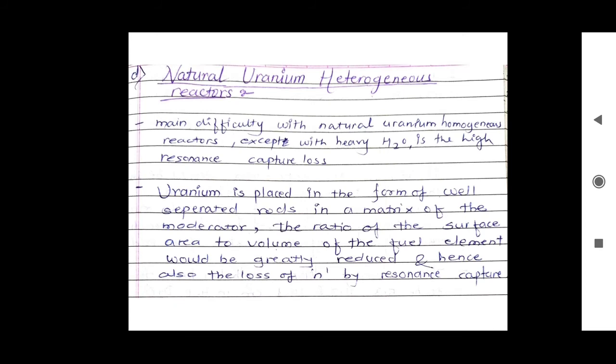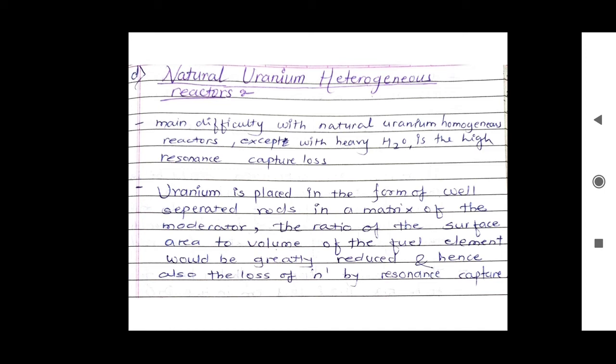So the main difficulty with the natural uranium homogeneous reactor, except with heavy water, is the high resonance capture loss. When we use natural uranium as a fuel and heavy water, or deuterated water, as a moderator, there is one difficulty or disadvantage. Here the high resonance capture loss will occur.